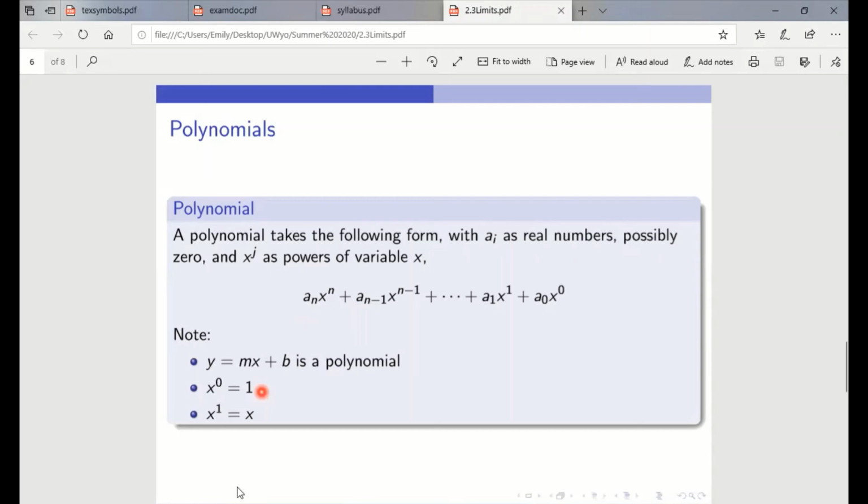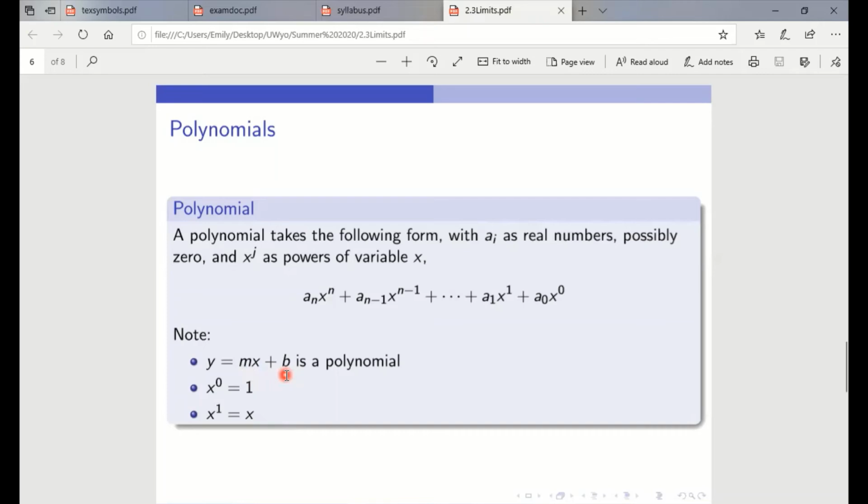And anytime you see a number x to the power 1, we know that that's just x. So in our original form, y equals mx plus b, our a sub 1 is equal to m, x to the power 1 is equal to x, plus x to the power 0, which is just 1, times b, which is going to be our a sub 0. So y equals mx plus b is certainly a polynomial.